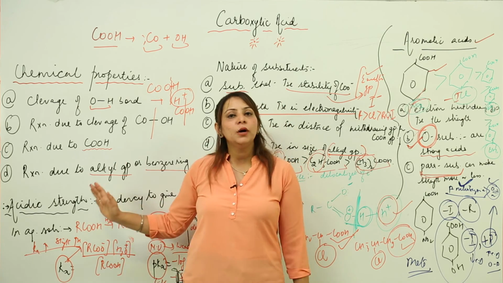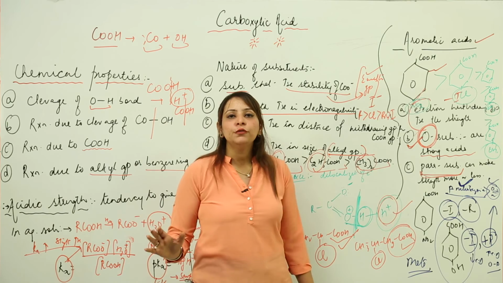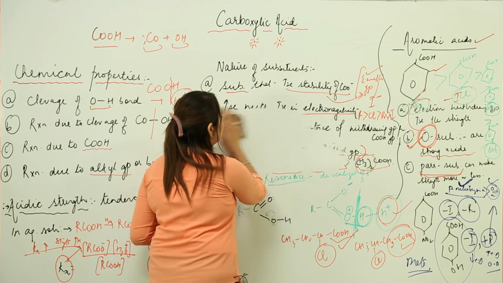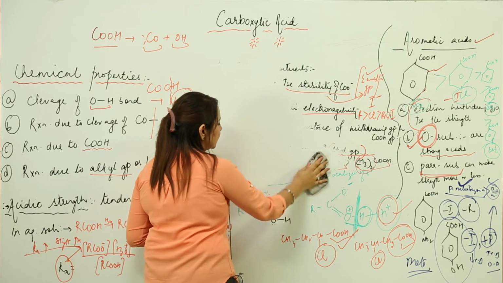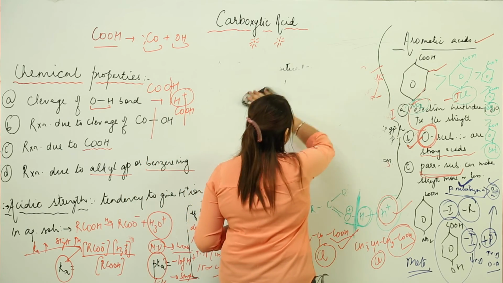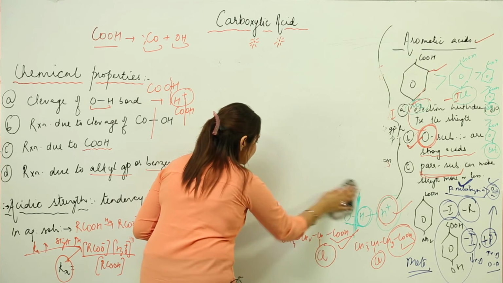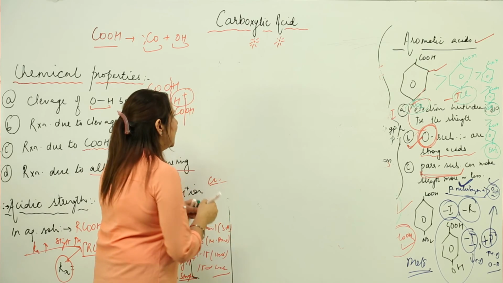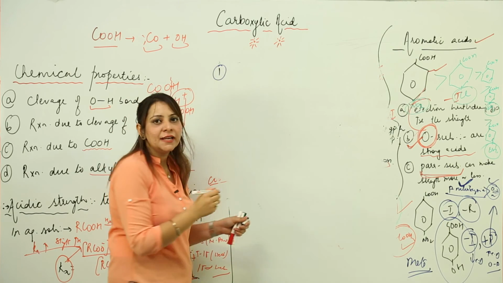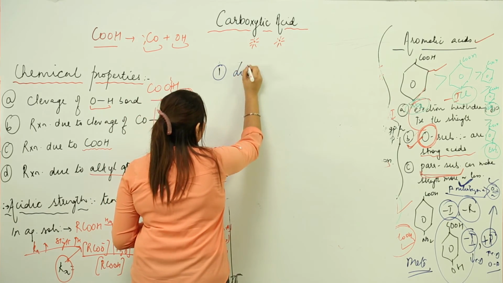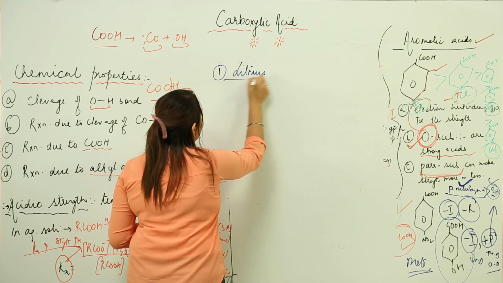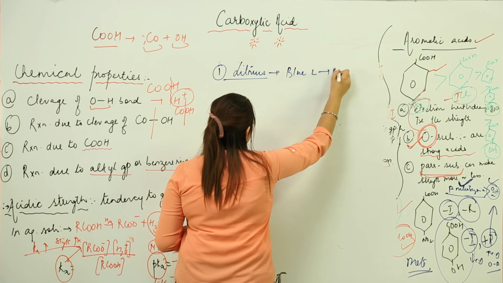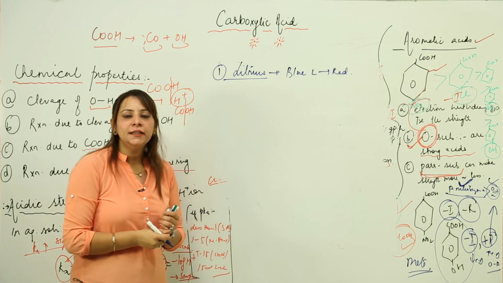So now that you all know about the acidic strength, we are going to look at a few reactions based on this, in which the hydrogen ion will be released. The first reaction: we can suggest the nature of an acid or base by reacting it with litmus. When we react carboxylic acid with litmus, it turns blue litmus red. So it shows that it is acidic in nature.